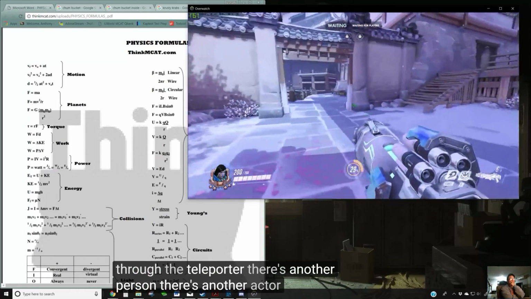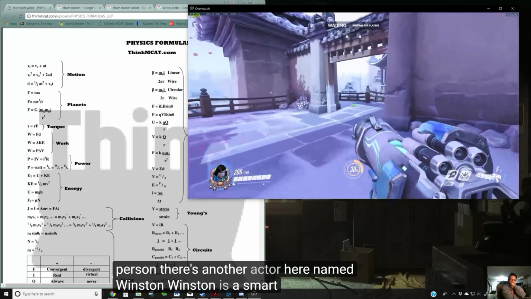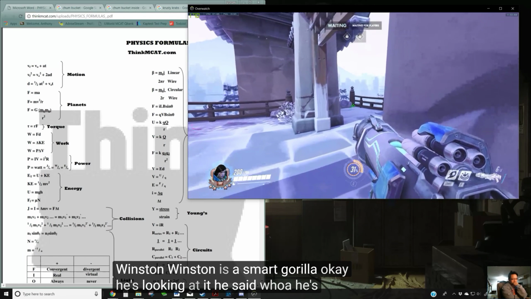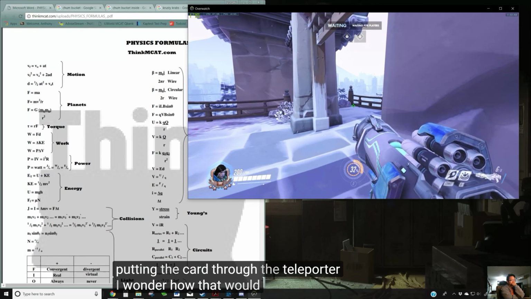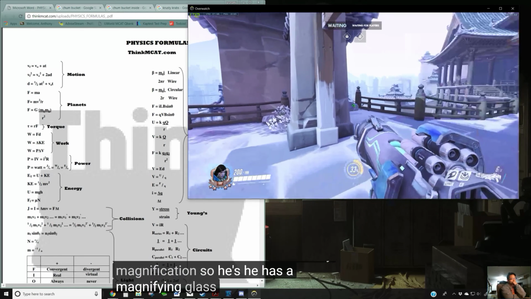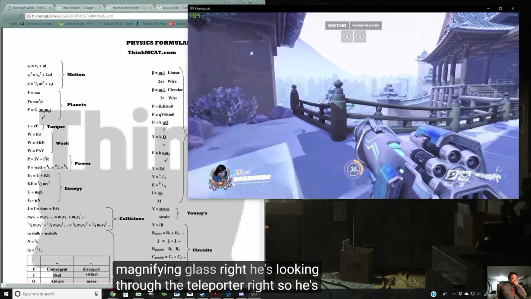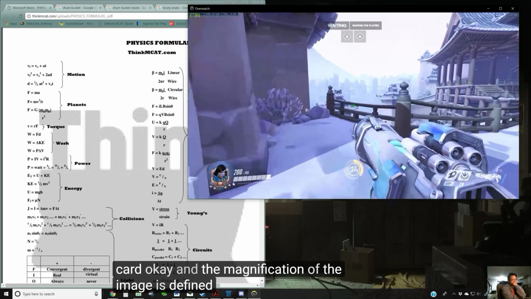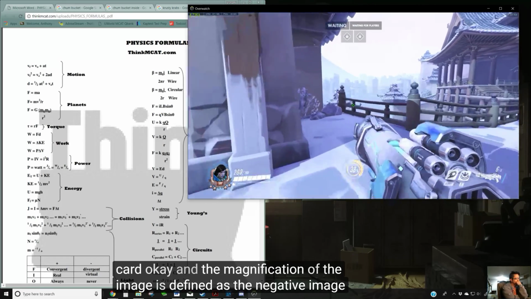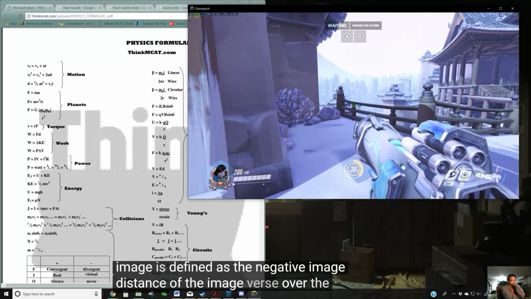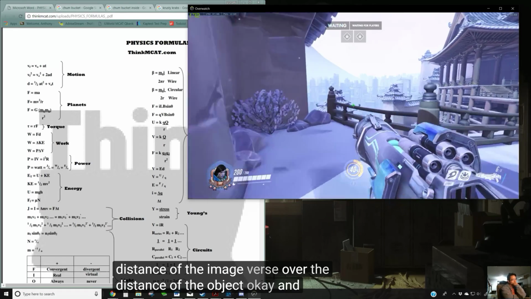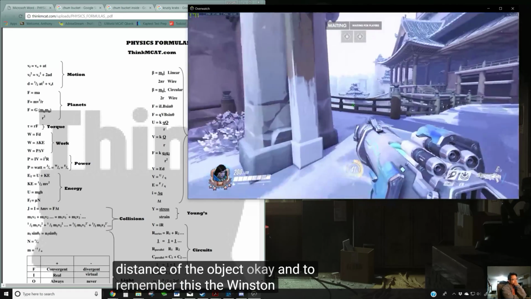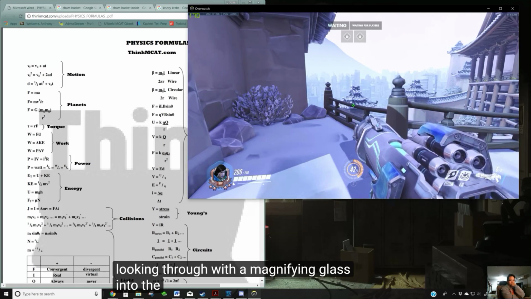The speed of light card is still going through the teleporter, and there's another actor here named Winston. Winston is a smart gorilla. He's looking at it, like, whoa, he's putting the card through the teleporter. I wonder how that would occur in magnification. So he's got a magnifying glass, looking through the teleporter at an image of the index card. The magnification of the image is defined as the negative image distance over the object distance, okay? To remember this, Winston is just looking through the magnifying glass into the teleporter.